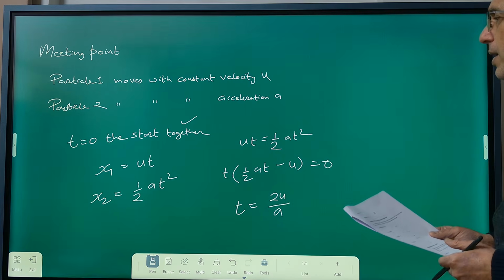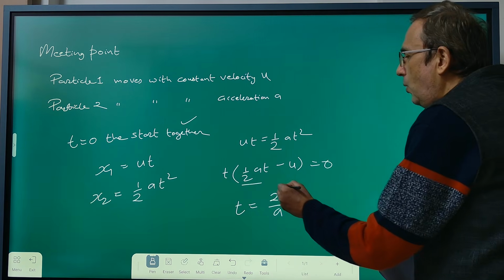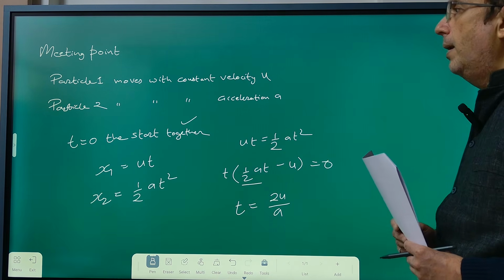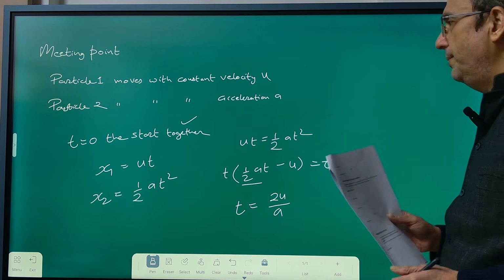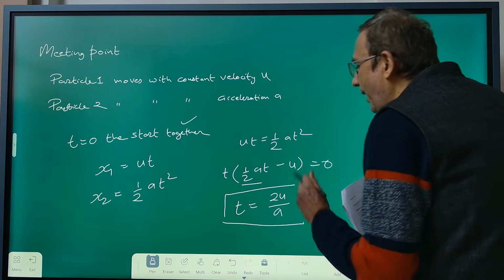And at that particular time, again, this particular factor is going to be 0. So at this time, the two particles are going to meet together. So the future time when they meet together is 2u by a.